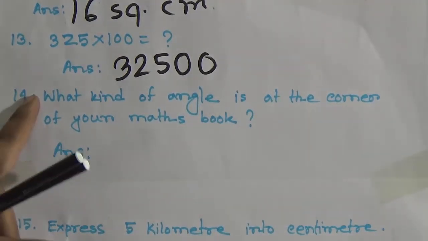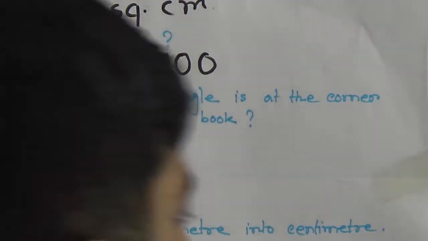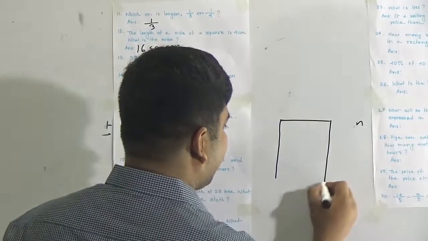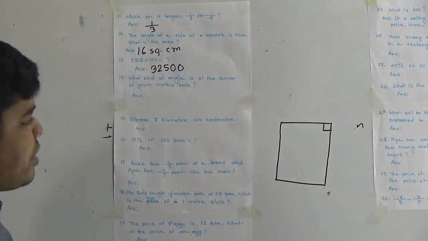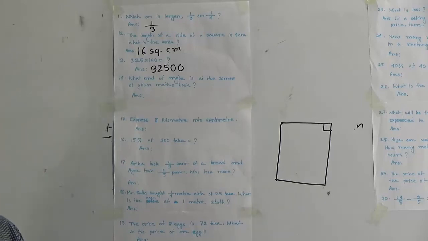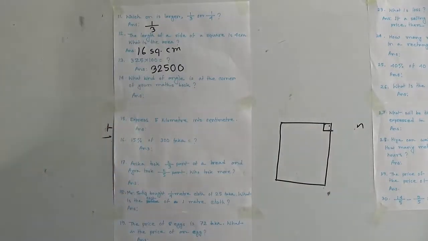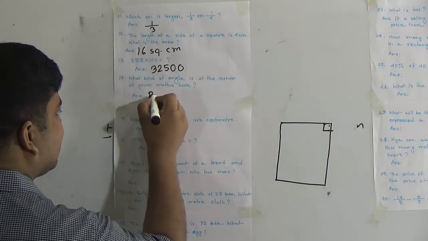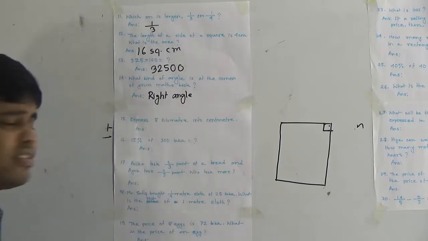Number 14. What kind of angle is at the corner of your math book? My dear students, suppose this is your math book, and what will be the angle of this corner point? We know that your math book is in rectangular shape, and in a rectangle there are 4 right angles. So in this section that angle will be a right angle. So here you write right angle, or you can also write 90 degrees.